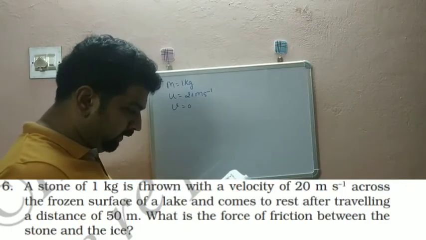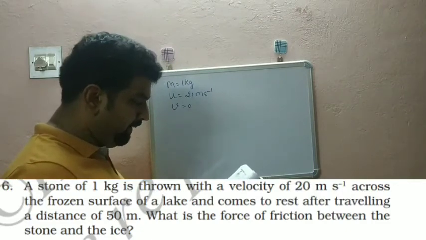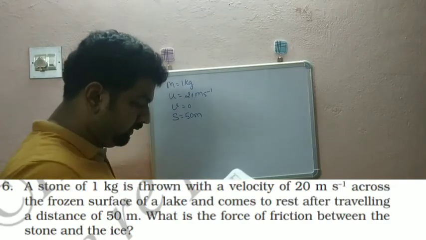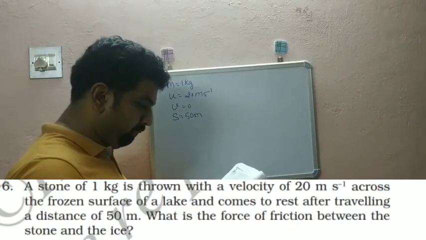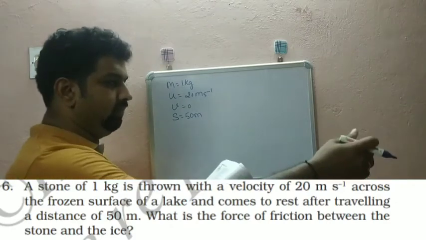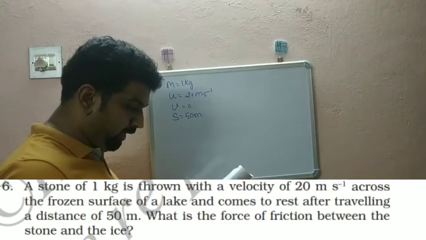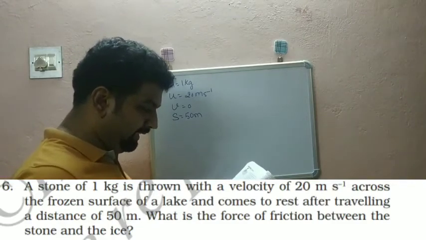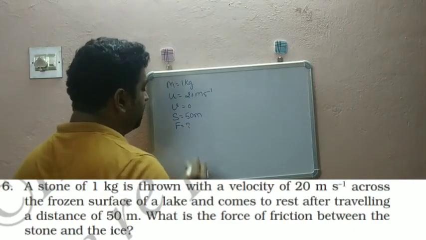Across the frozen surface of a lake and comes to rest. Okay, after traveling a distance of 50 meters. So distance traveled, S is equal to 50 meter. Okay, so it will travel in a lake, not upwards, keep it in mind. So it's moving in a lake. Then also, at some point it will come to rest. What is the force of friction, F is equal to question mark, between the stone and the ice. So F they have asked.